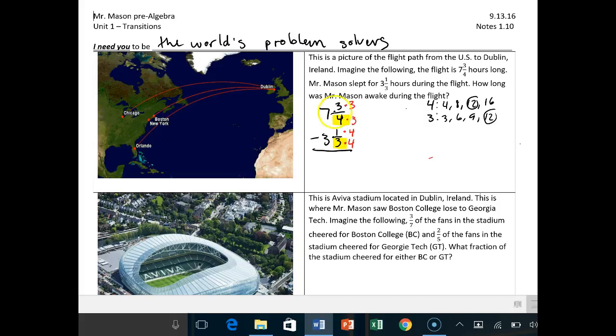In doing so, I'll have this fraction become 7, and 3 times 3 is 9 over 12, minus 3 and 1 times 4 is 4 over 12. And now we just subtract. 7 minus 3 is 4, 9 minus 4 is 5, and you keep the denominator of 12. So I was awake for 4 5/12 what? Hours. Always put your units for word problems.